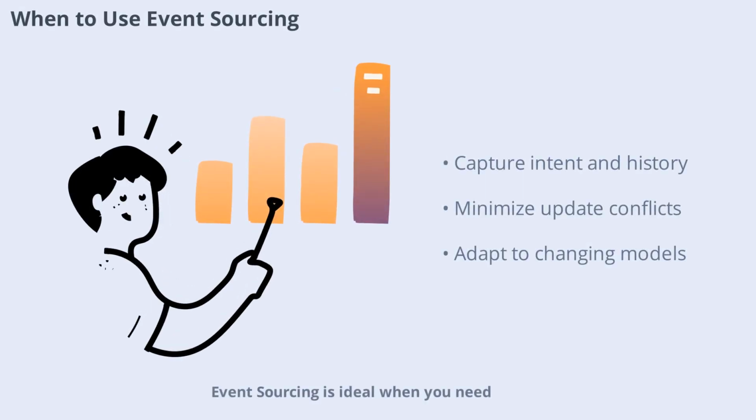Event sourcing is ideal when you need to capture the intent and history of changes, minimize conflicting updates, or maintain a detailed audit log. It's especially useful in systems where you want to replay events to restore state, roll back changes, or analyze user behavior. If your application naturally works with events or needs to decouple input from processing, event sourcing can provide significant benefits. It also offers flexibility to adapt data models as requirements evolve, particularly when combined with CQRS.